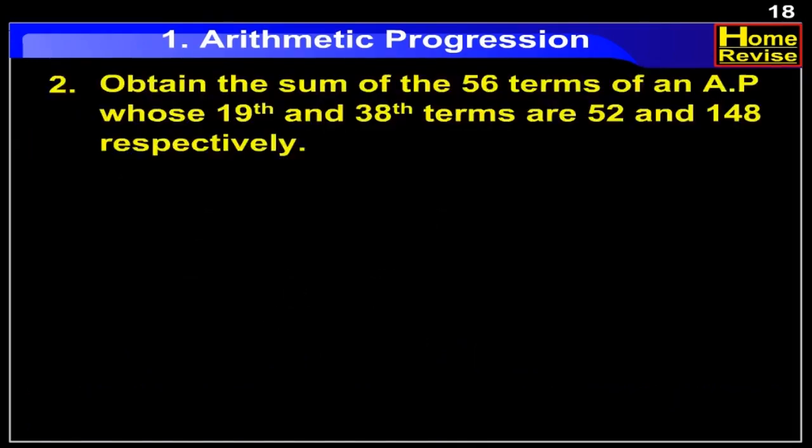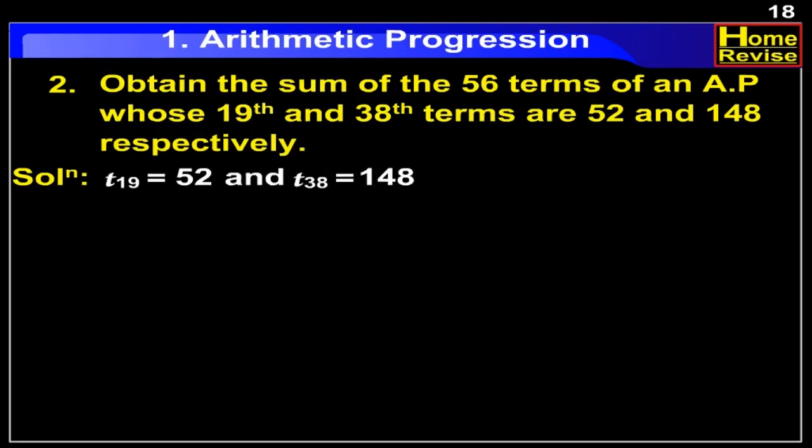Obtain the sum of the 56 terms of an arithmetic progression whose 19th and 38th terms are 52 and 148 respectively. Solution. It is given that T19 is equal to 52 and T38 is equal to 148.